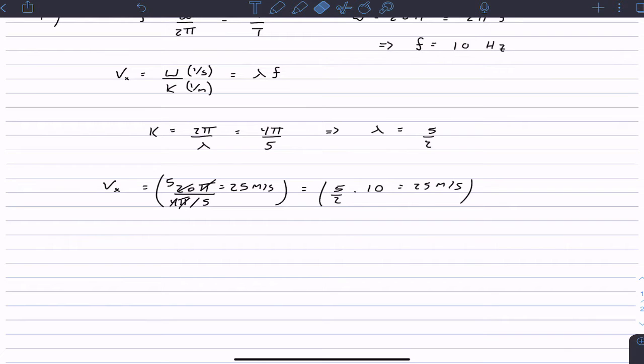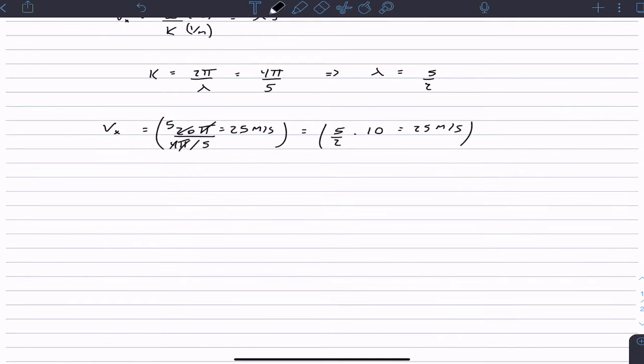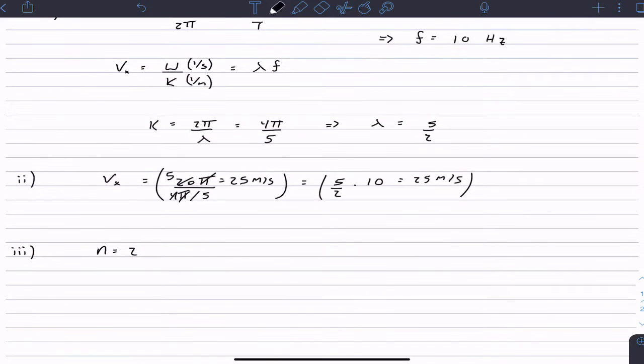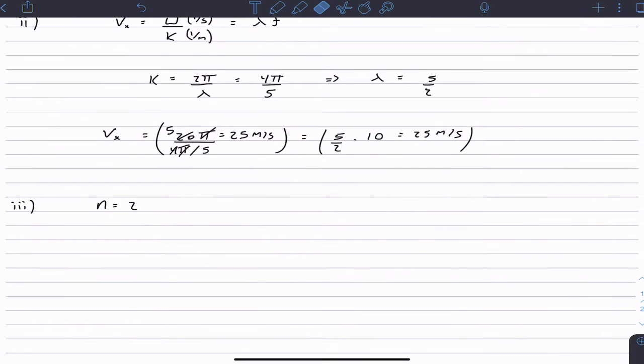Next, by reflecting this wave from a rigid support, standing transverse waves are set up on a stretched string. It is observed that the string is vibrating in its second harmonic. So n equals 2. All right, well, doing a little organizing. Okay, so n equals 2. Calculate the length of the string in meters.